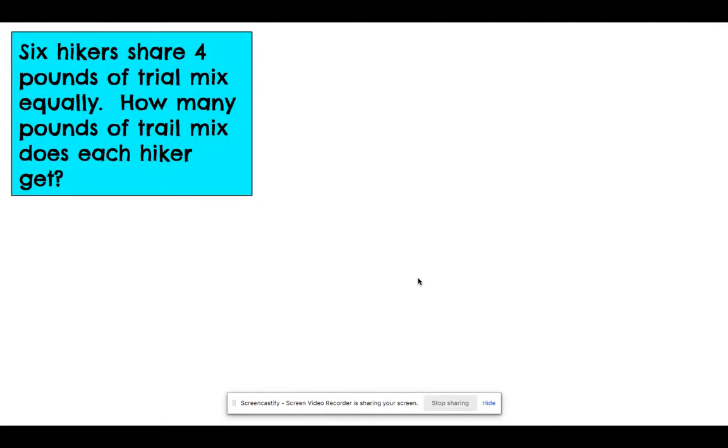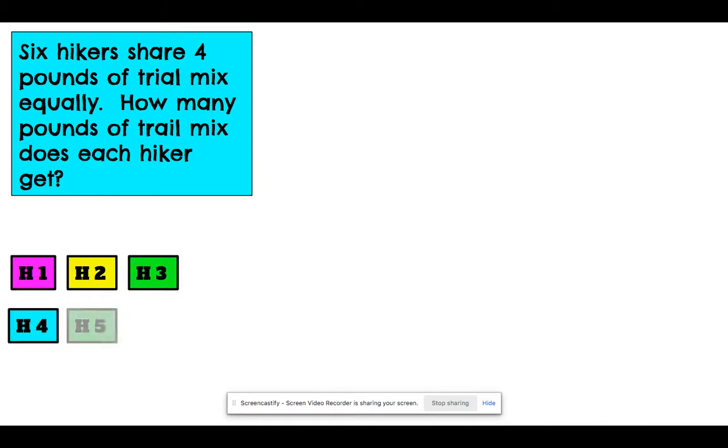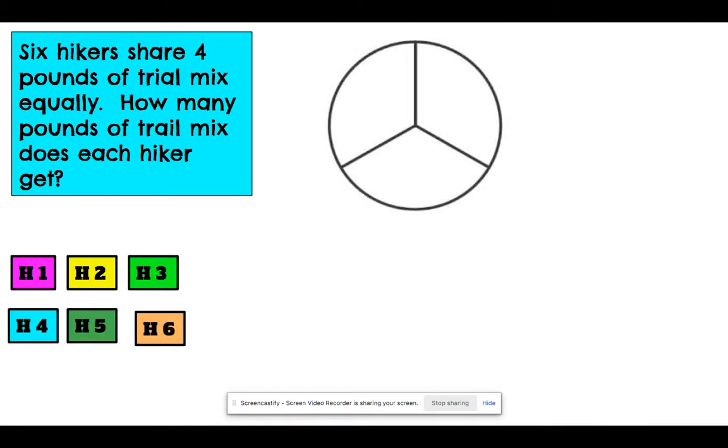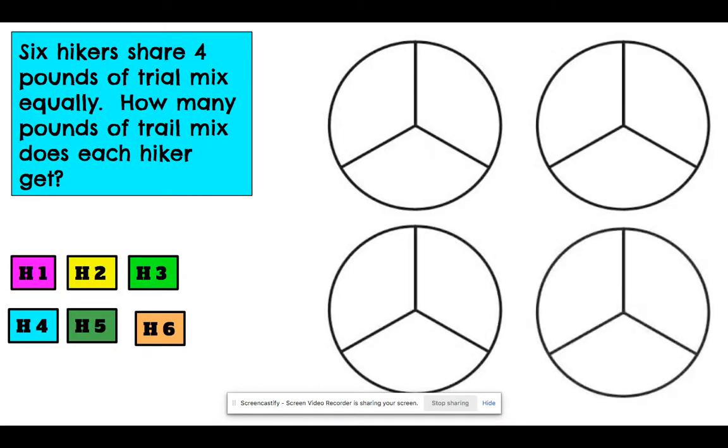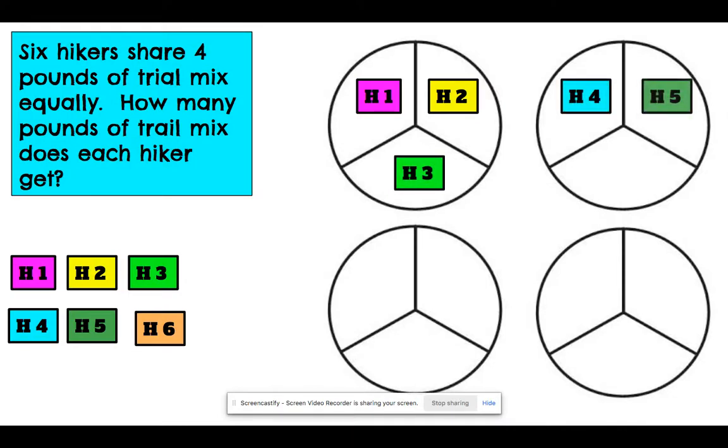Look at this problem again. Same scenario: we've got 6 hikers sharing 4 pounds of trail mix. So there's our 6 hikers. But this time, I'm going to take my pounds, 2 pounds, 3 pounds. This is the 4th pound here. But you'll notice that I didn't cut it into 6, but rather I cut each pound into thirds, like 1/3, 2/3, 3/3, right? Again, I'm going to make sure that each hiker gets an equal share. I'm going to start with hiker 1, give him or her a third. Hiker 2 is going to get a third. Hiker 3, hiker 4, hiker 5, hiker 6.